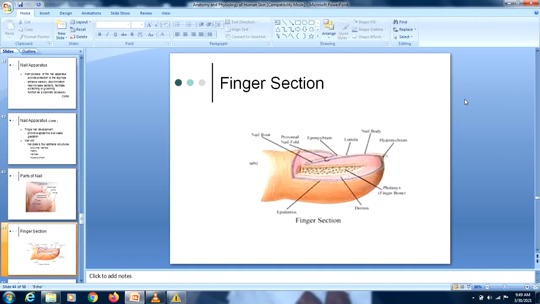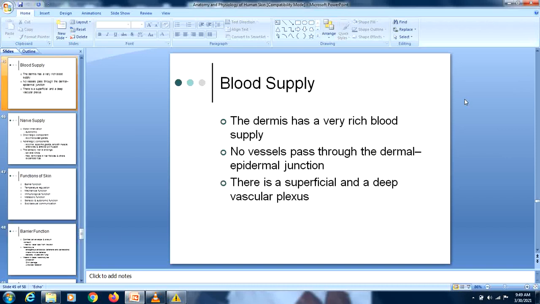This is the finger section. Hyponychium is the distal end of the nail. Then there is the nail body, lunula, nail root.